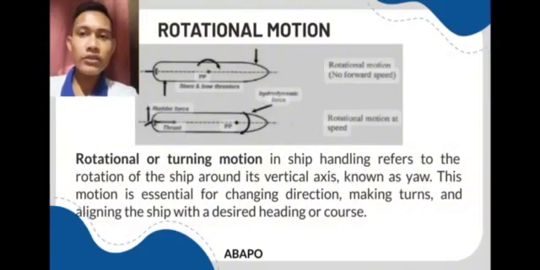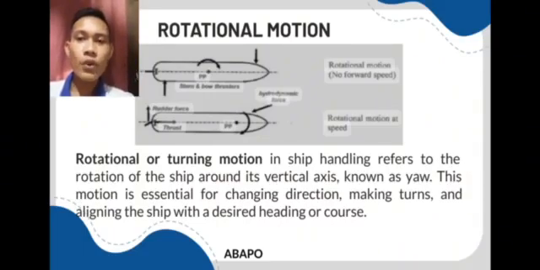And lastly, rotational or turning motion in ship handling refers to the rotation of the ship around its vertical axis, known as yaw. This motion is essential for changing direction, making turns, and aligning the ship with a desired heading or course. It is the motion of a rigid body in which all of its particles move in circles about an axis with a common angular velocity, the rotation of a particle about a fixed point in space. Vessels also have other behaviors worth noting when her maneuvering equipment is in operation. Thrusters, on the other hand, move the vessel's end sideways. Depending on their design, thrusters increase in effectiveness as the vessel slows down.